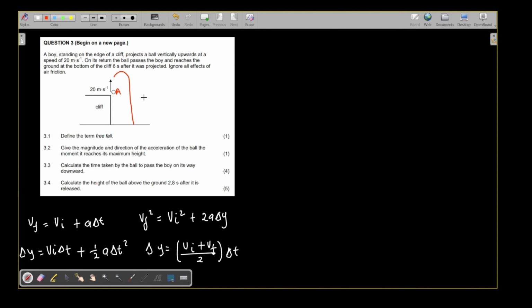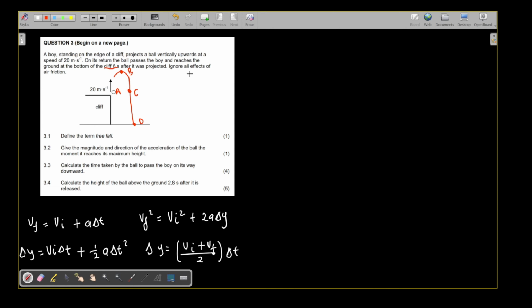This is more like the position versus time of it, but remember I said we'll look at graphs. So here it's B, and then here it is C, and then I'll just call this one D. It reaches the bottom of the cliff 6 seconds after it was projected.